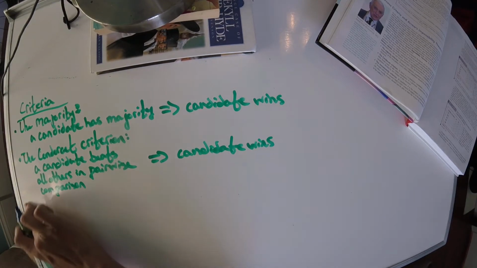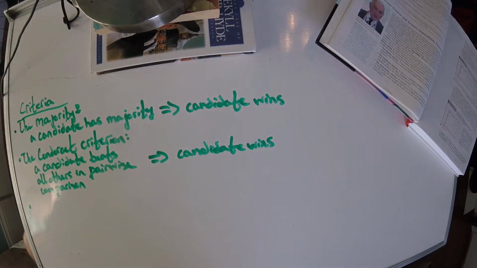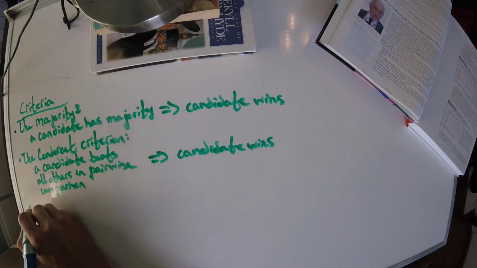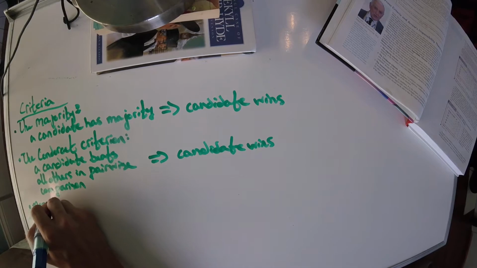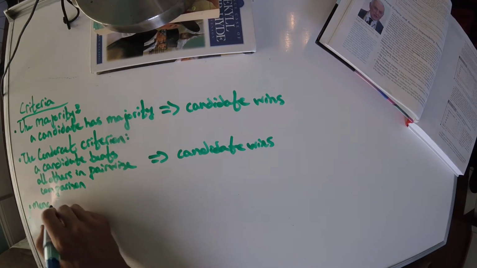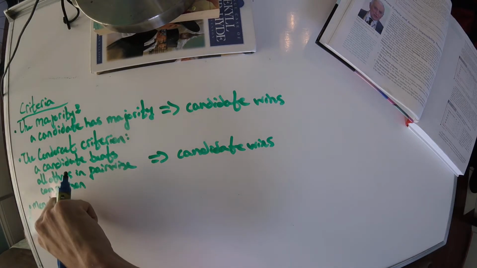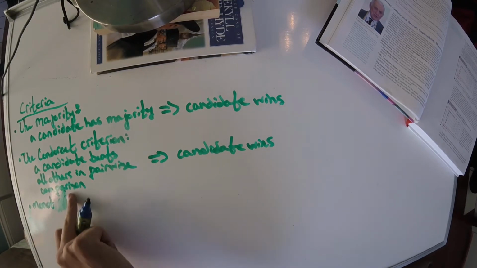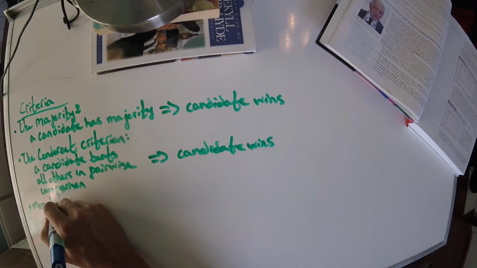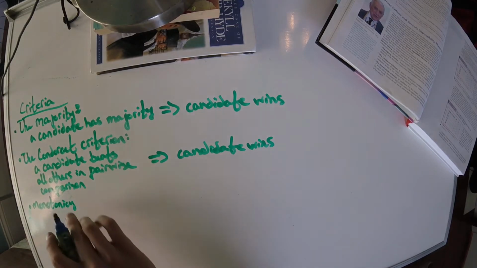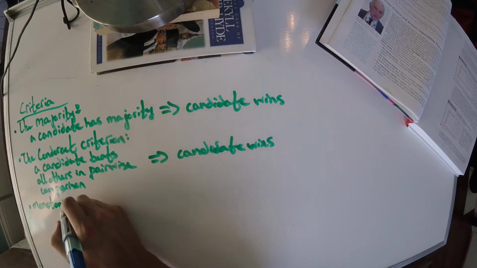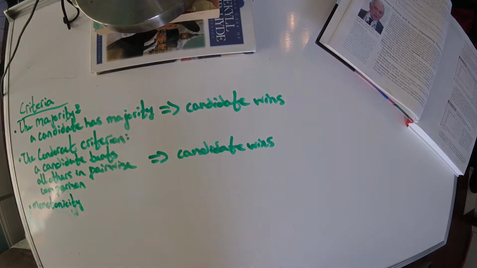Okay, so next is the monotonicity criterion. Oh, sorry. I am so bad at reading sometimes. It's monotonicity. So many syllables. Wow. Okay, here we go. We're moving now. So monotonicity.